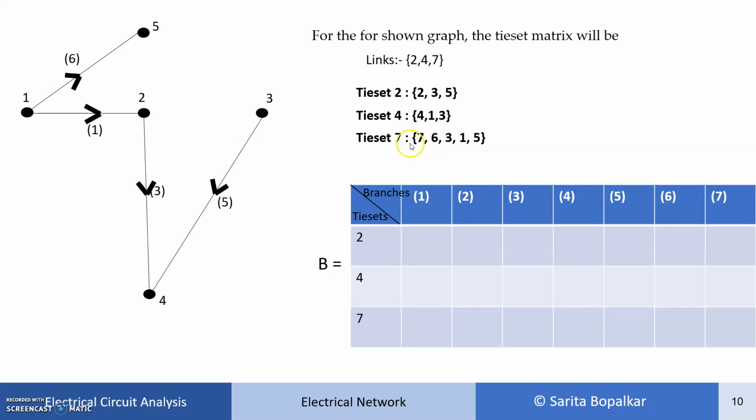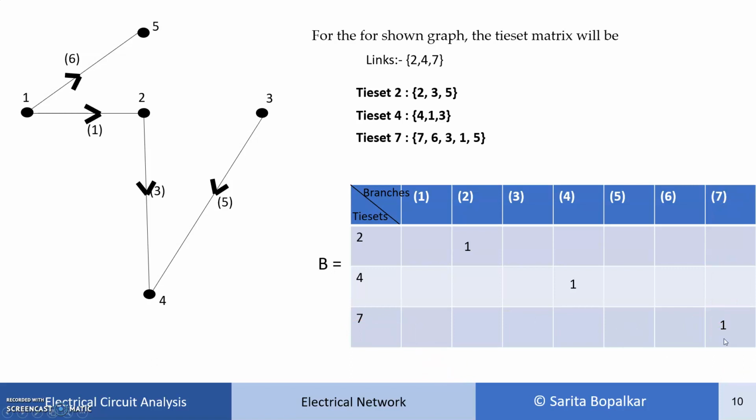So if the direction of the other branch currents that are part of this Tieset matches the link's branch current direction, it is 1. If it's opposite, it is -1. Let's see the elements. By default, for Tieset 2, the element for branch 2 is 1, because our orientation is according to branch 2 for Tieset 2. Similarly, for Tieset 7, the orientation is according to branch 7. That's why the element for Tieset 7, branch 7, is 1.